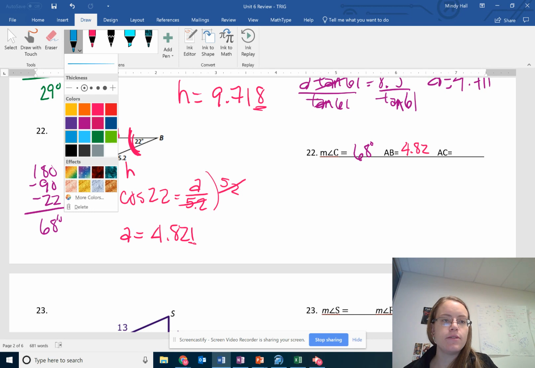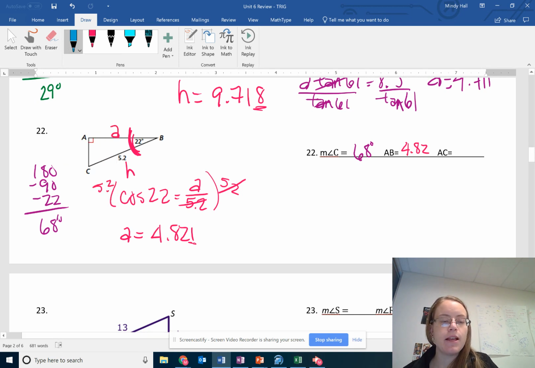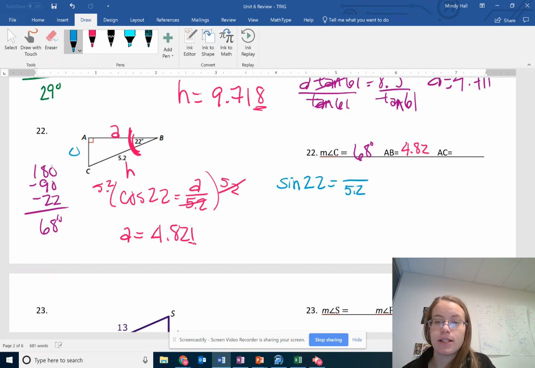And then for AC, that is our opposite side. So we'd have opposite over hypotenuse, which is sine of 22 equals opposite over 5.2. And again, you can use whatever letter you want. I just used the O for opposite. And honestly, I'm going to change my mind because it kind of looks like a 0. So I'm actually going to use an X this time.